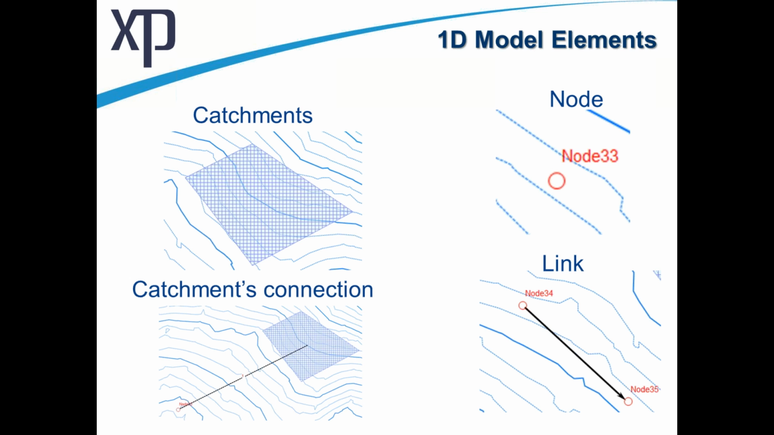In 1D models, we will be dealing with nodes, links, and when I say links, they could be pipes or river links, catchments and catchment connections, as well as cross-sections and water level lines.